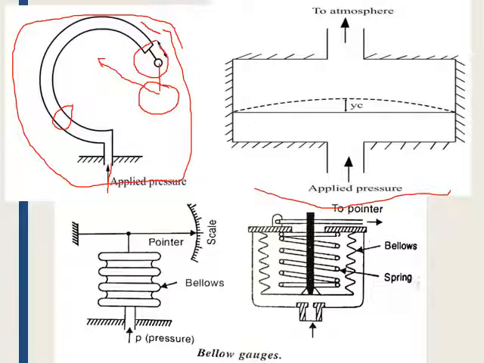The third type is the bellows. Here, when a pressure is applied, it causes the deformation of the bellows. When it is being deformed, it is going to either expand or compress based on the type of pressure. So when the bellows are expanding, the pointer over the scale rotates, indicating the amount of pressure being applied.